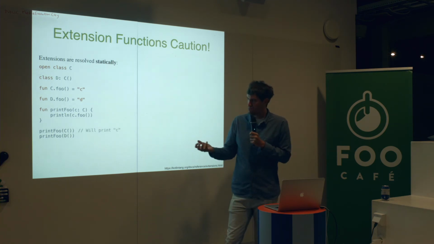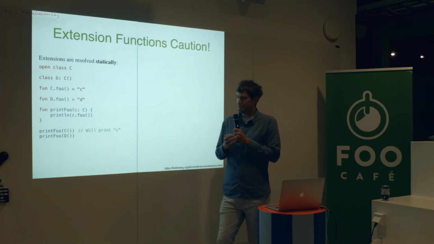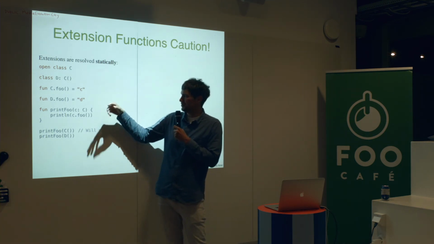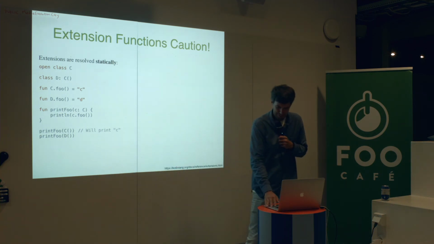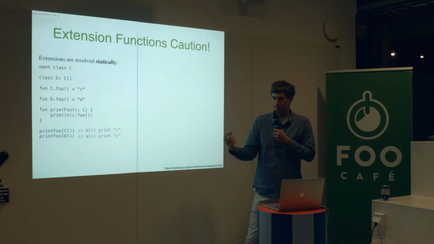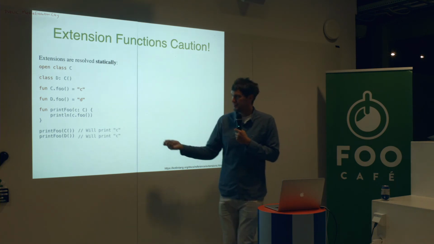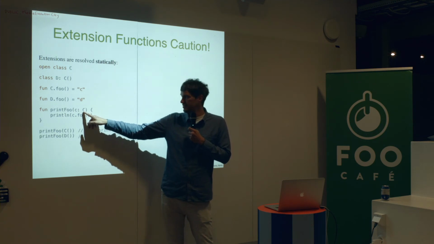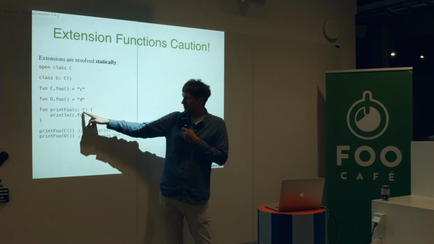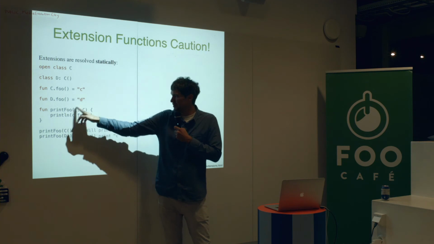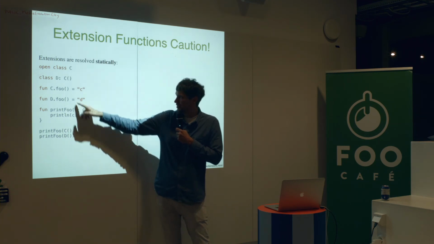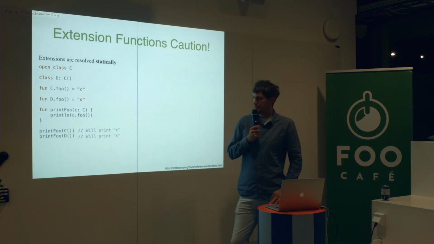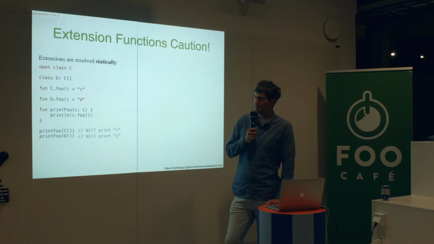It will print C. That should be quite reasonable, but when you pass in D, it will also print C. And the reason is that we take a C here, and these are resolved statically. So when we pass in a D here, it will actually call foo on C, and that can be a little tricky. But then again, you shouldn't use inheritance, so.